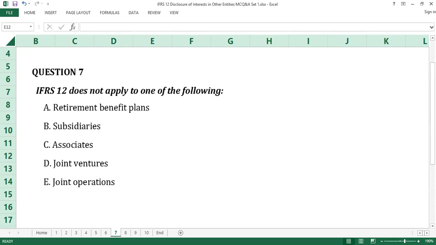Question number 7. IFRS 12 does not apply to one of the following: A, retirement benefit plans; B, subsidiaries; C, associates; D, joint ventures; E, joint operations. Time counts.